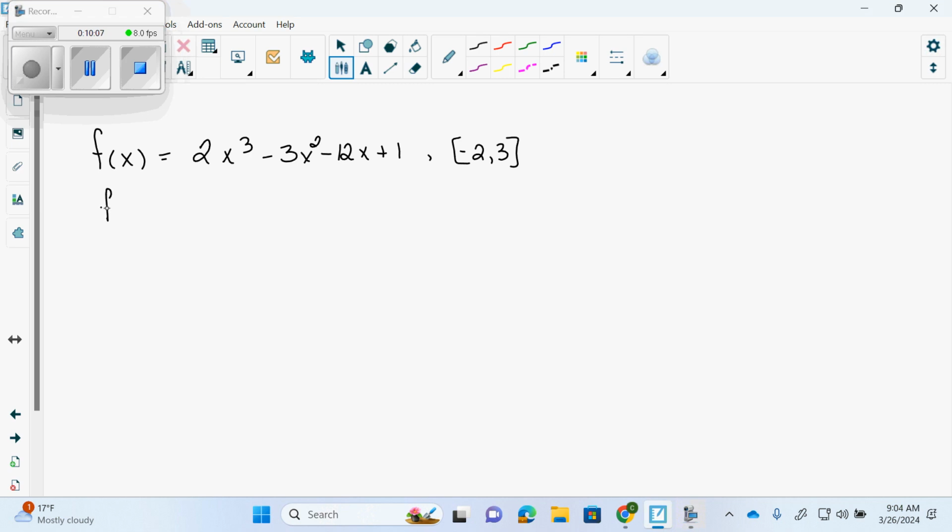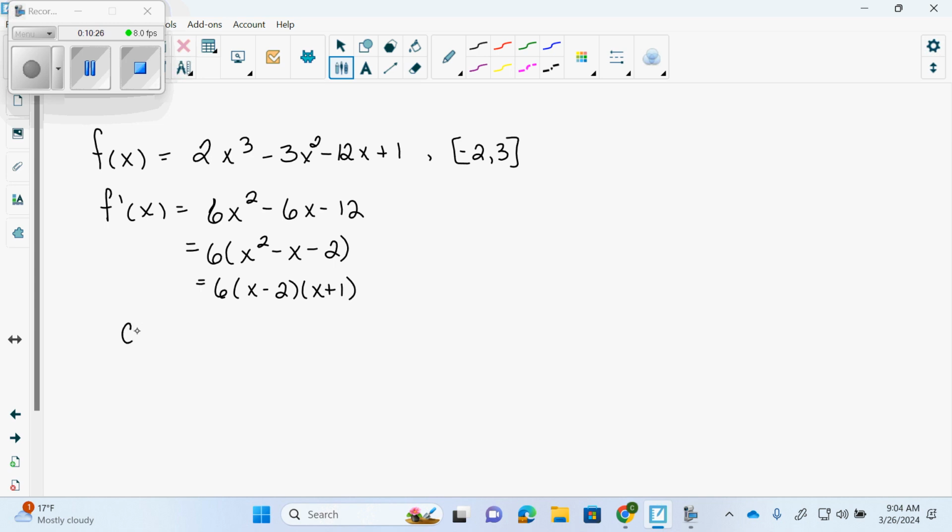f prime of x equals 2 times 3, which is 6x squared minus 6x minus 12, which I can take a 6 out. I'm left with x squared minus x minus 2. So I get 6, x minus 2, x plus 1. So my critical numbers, I don't know what I'm spelling.